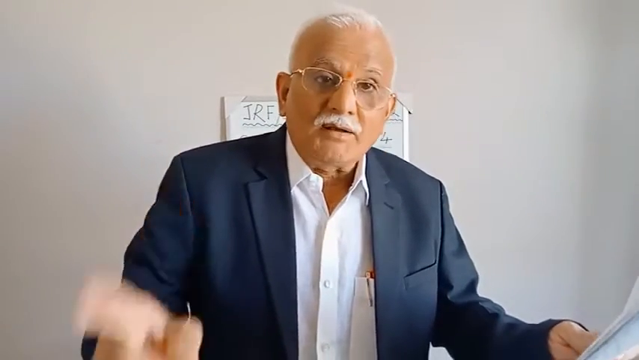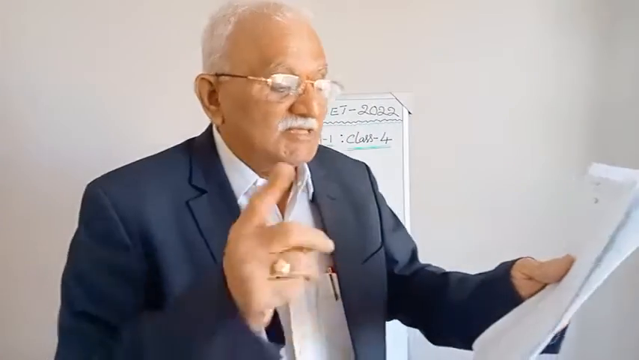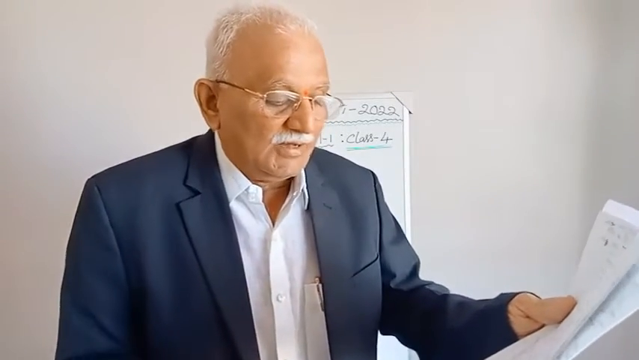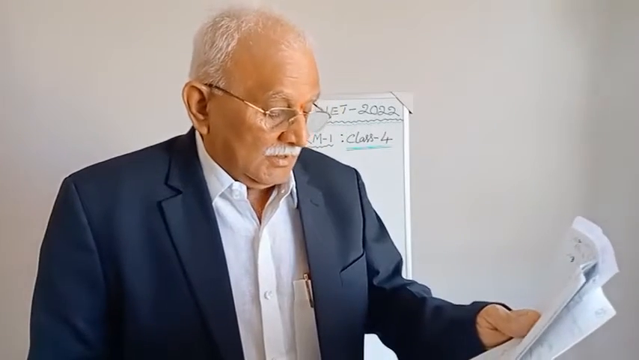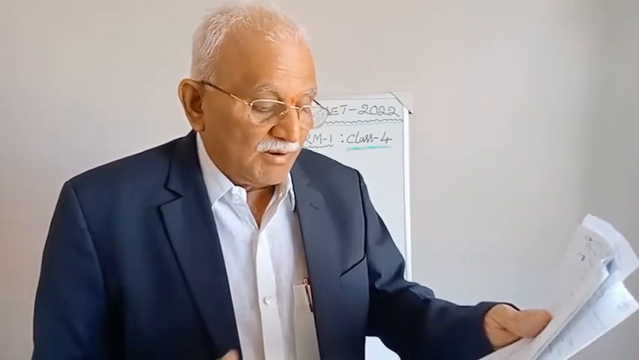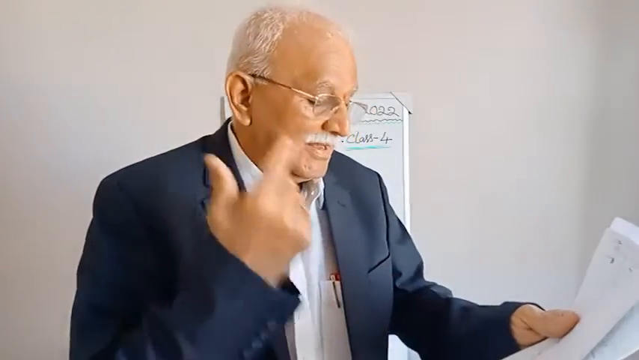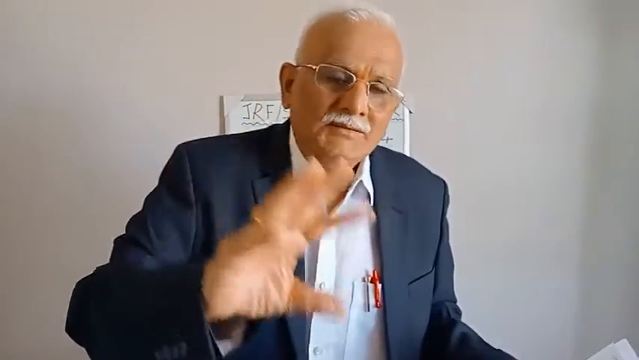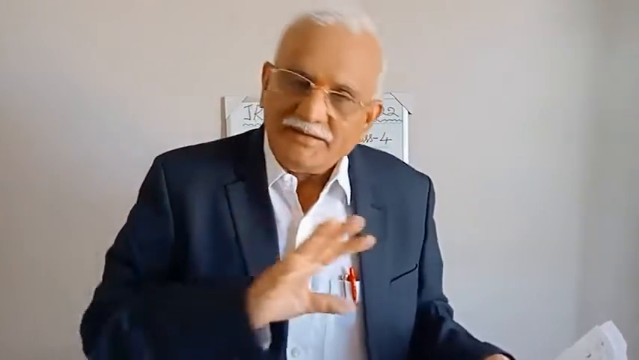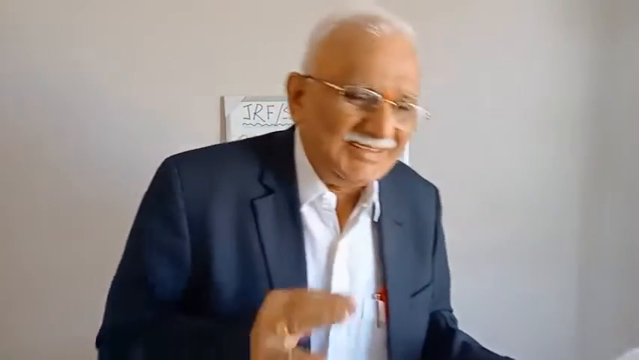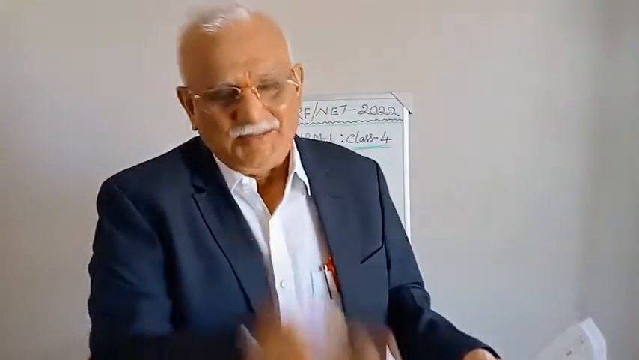Now here 2 statements are given: assertion and reason. Assertion: polar regions of the earth get nearly 6 months day and 6 months night every year. Reason: day and night occur due to rotation of the earth on its axis. Both A and R are true, but R is not the correct explanation for the assertion. The reason given won't explain the first statement. That is the answer.